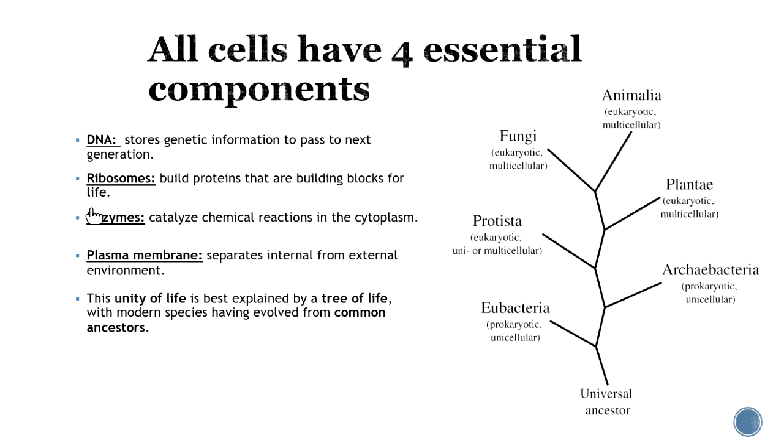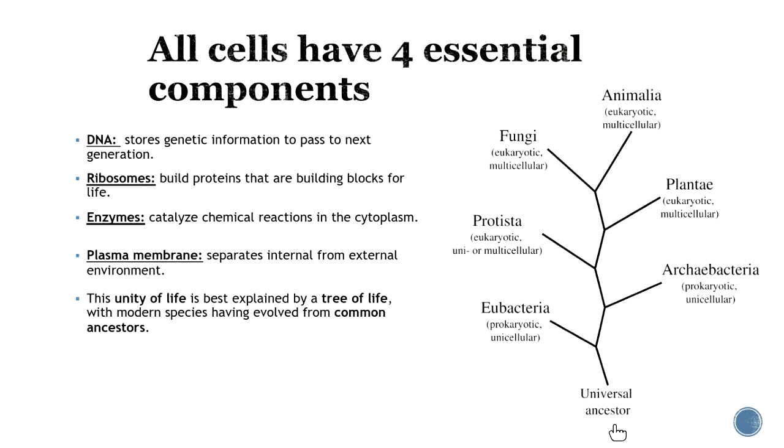You're going to need enzymes. So enzymes are actually proteins. So you're going to have these proteins made by the ribosomes, and they're going to be really essential, especially for metabolism and a lot of different functions in the cell. And finally, you need a plasma membrane. You have to have a way to separate your internal from the external environment.